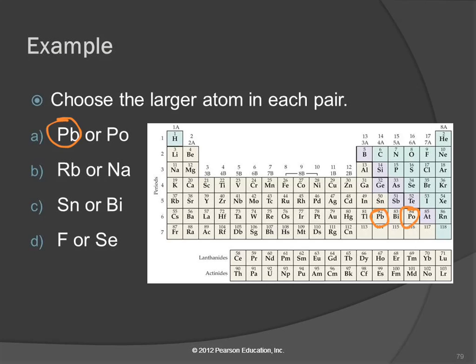How about rubidium and sodium? Which one's bigger? Rubidium, because as you go down, they're getting bigger.